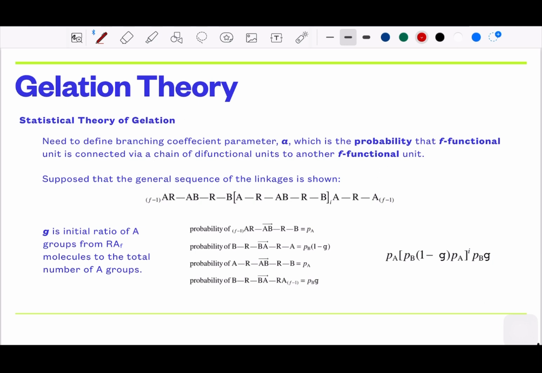So we say that we have this general sequence: AR, AB, RB, and we focus on this AR, AB, RB. That is the repeat unit. And of course, from this general sequence, we can think of the probability. First is the probability of this chain, the left one. Left one here, this is the PA. We say the probability of this segment is PA.